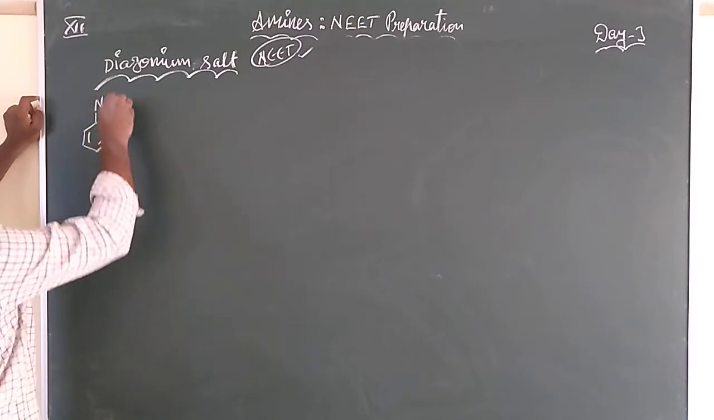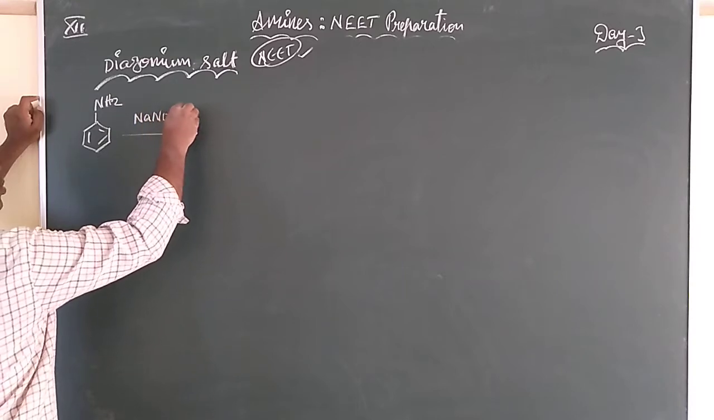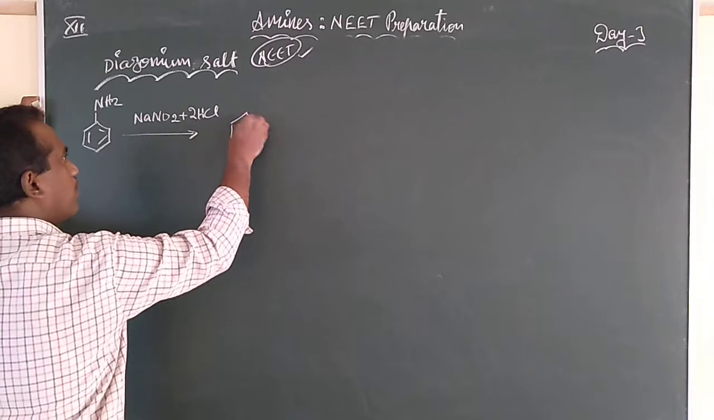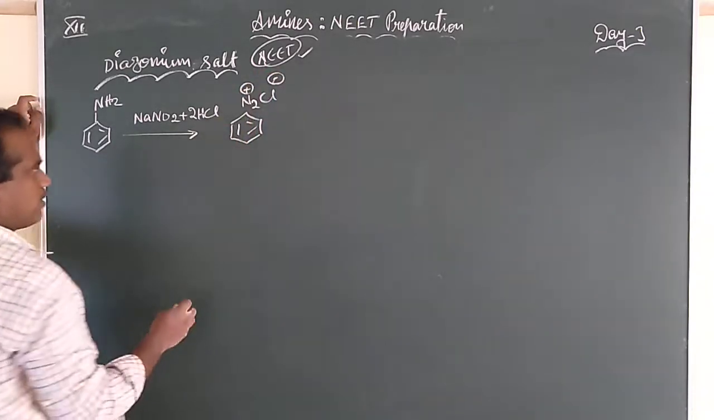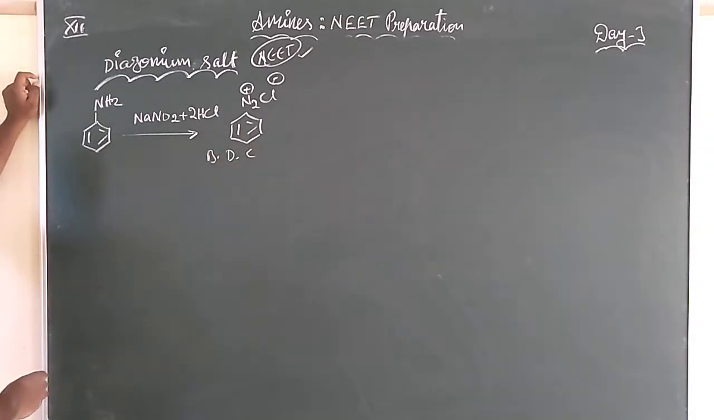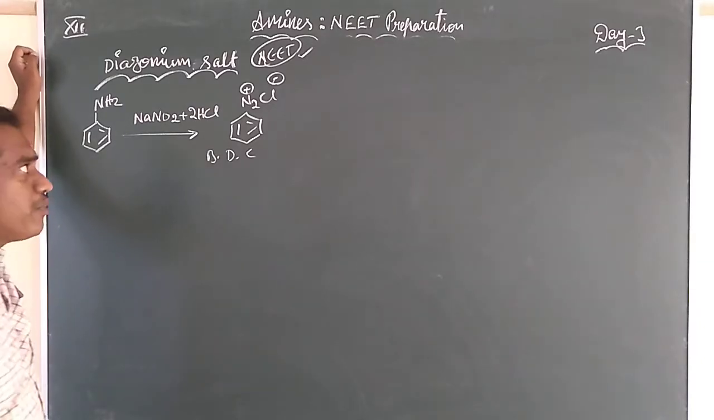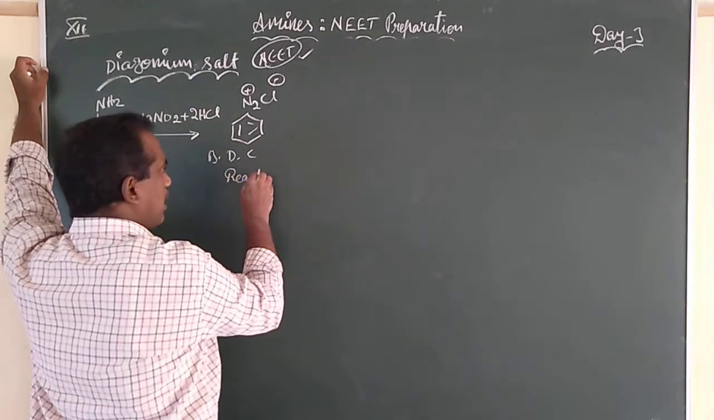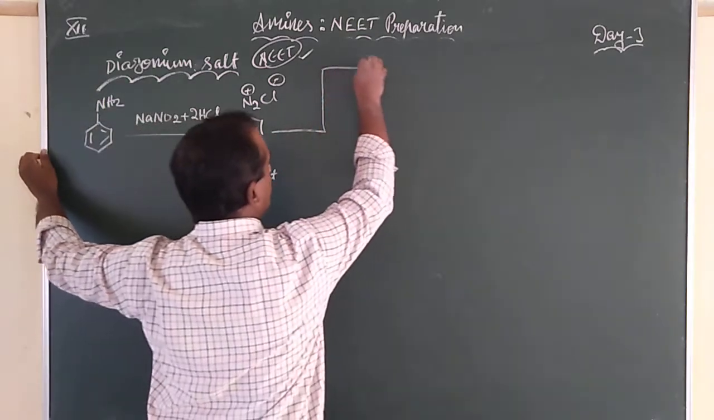Benzene on reaction with arene in the presence of NaNO2 and 2 moles of HCl. What was formed, children? N2 plus and Cl minus. What did we call this one? The benzene diazonium chloride. See, this is the reactant we have. Now you are reacting the benzene diazonium chloride.